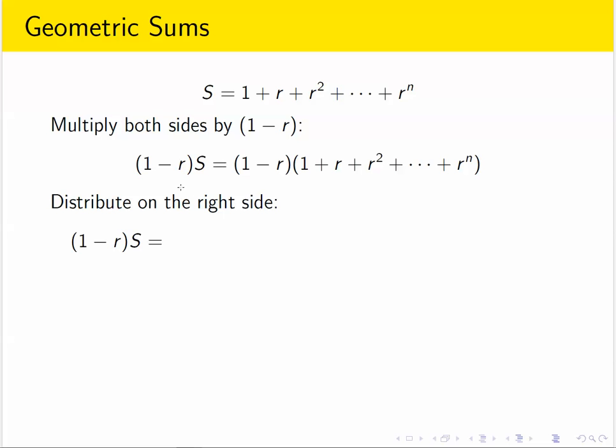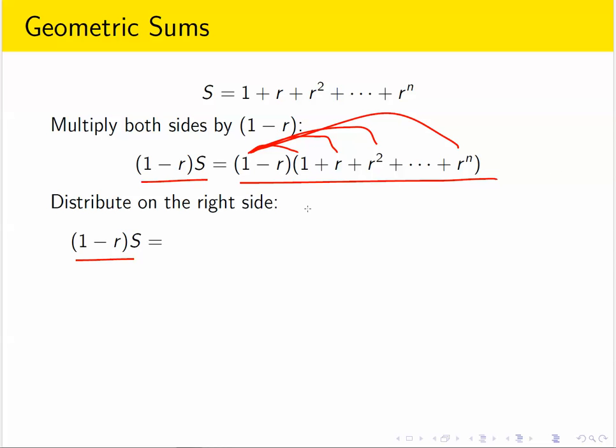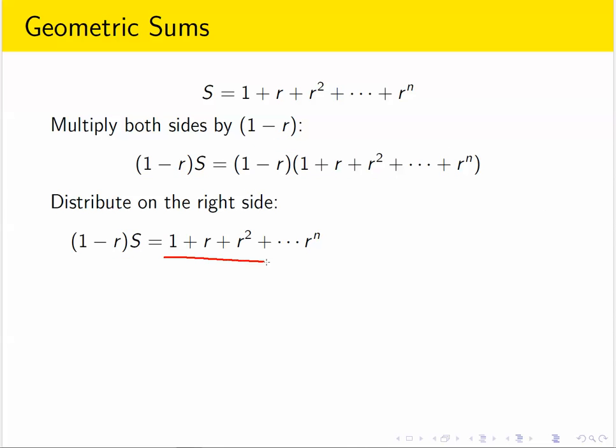And then the next thing I'm going to do is distribute. So I'm leaving the left side alone, but I'm distributing on the right side. So distributing means I take the 1 here and multiply it by every term that I see in the second set of parentheses. So 1 times 1, 1 times r, 1 times r squared, etc. That gives me this. And then I also have to distribute the minus r here to everything in the second set of parentheses. So minus r times 1, minus r times r, minus r times r squared. And if I multiply all those out, I get this expression.